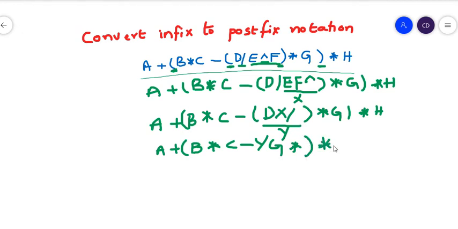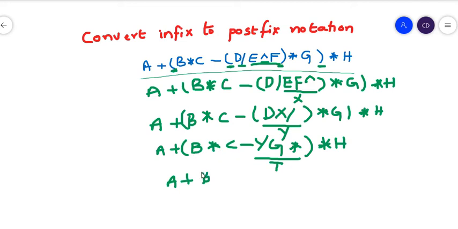So you can write the remaining expression like this. Now you know that this part is converted into a postfix notation. So simply I can take this YG multiplication with some other symbol like T. So now A plus B star C. Now again, in these brackets, you have to evaluate this expression.